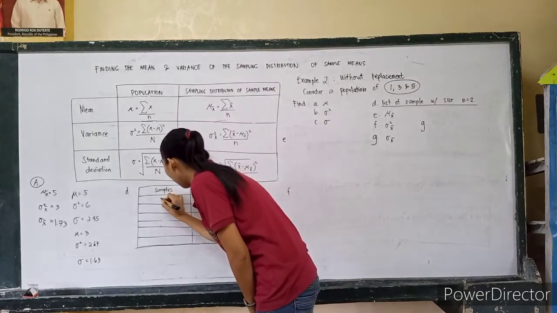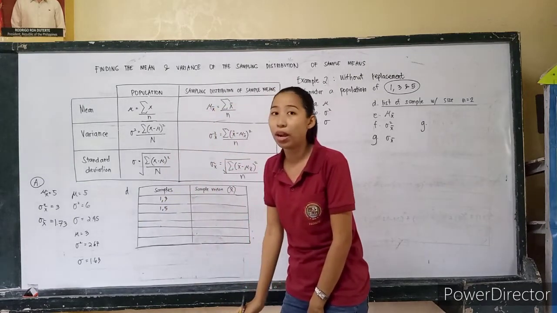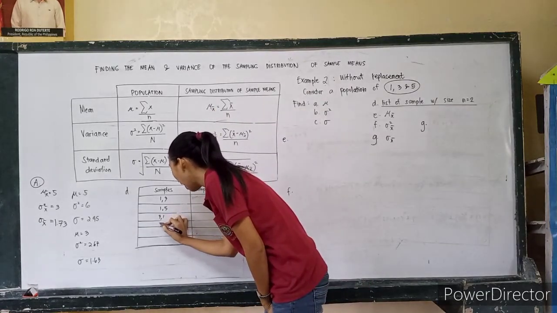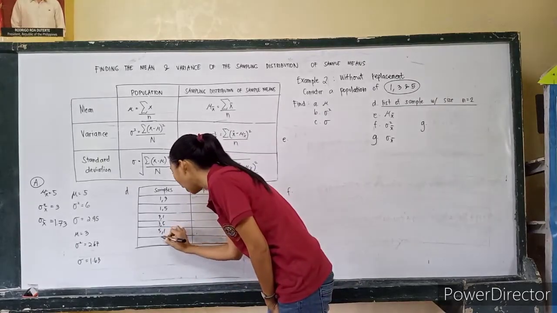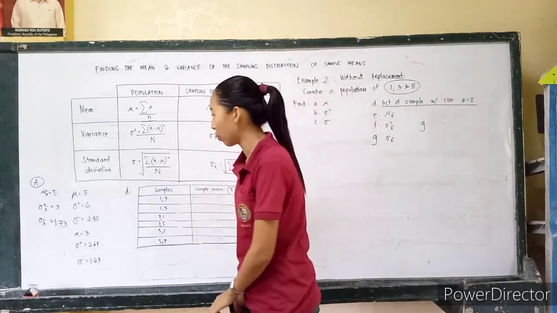So the only possible pairs are 1 and 3, 1 and 5. Again, it cannot pair up with itself. So we have 3 and 1, and 3 and 5. And lastly, we have 5 and 1, and 5 and 3. Again, it cannot pair up with itself.